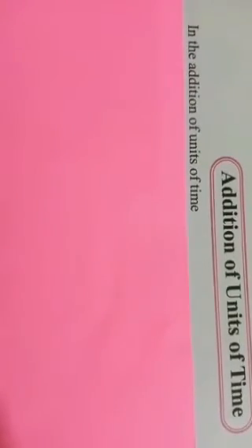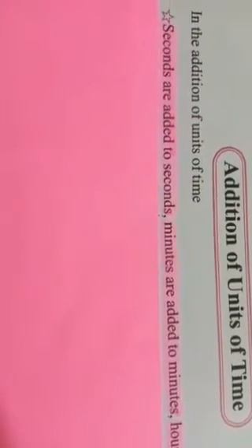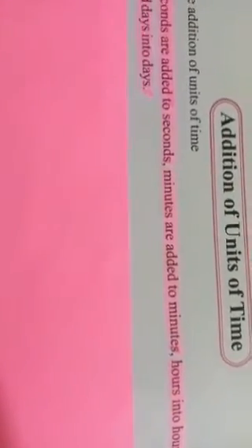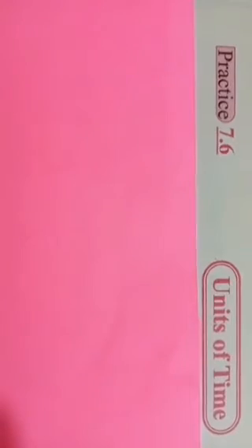Now we will learn how to add units of time. In the addition of units of time, seconds are added to seconds, minutes are added to minutes, hours are added to hours, and similarly days to days. If the sum of seconds or minutes is more than 60, then these are converted into minutes or hours and added to their respective column. For better understanding, we will do practice 7.6.